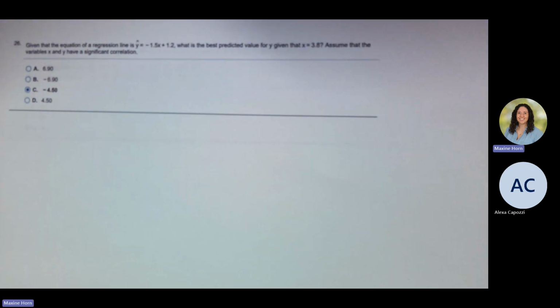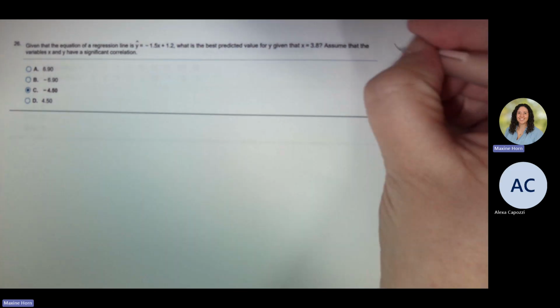Okay. Given that the equation of a regression line is, and then they give us an equation, what is the best predicted value for y given that x equals 3.8? Assume that the variables x and y have a significant correlation. If they didn't have a significant correlation, then we couldn't do anything with this.